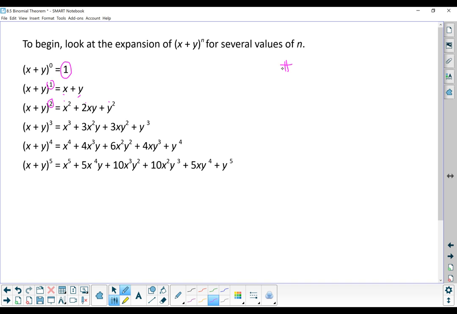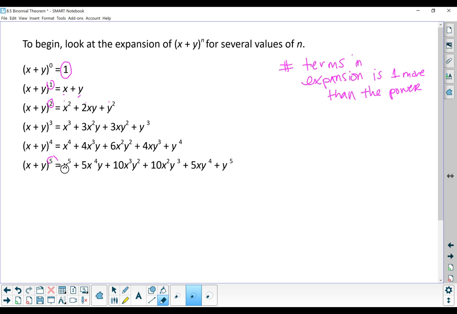So the number of terms in the expansion is 1 more than the power. So if in a minute we do a 5th power, there's going to be 1, 2, 3, 4, 5, 6 terms. Okay, so that's one thing you might notice when you look at these expansions.